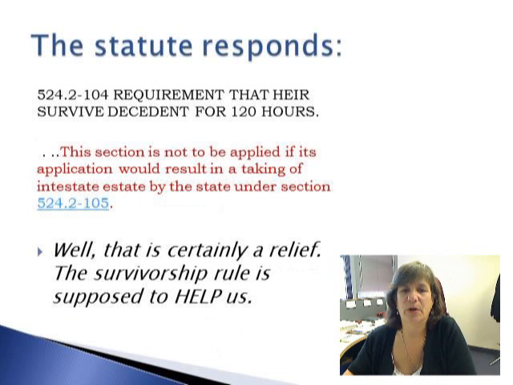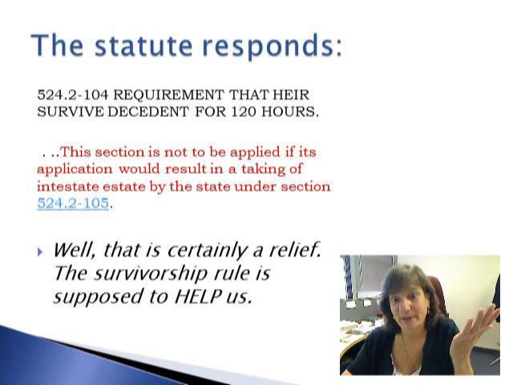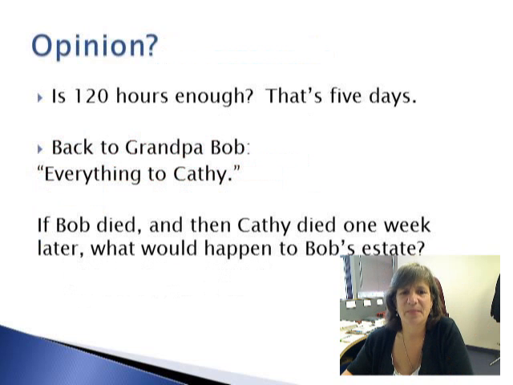So here's the third part of that statute. The section's not to be applied if its application would result in the taking of an intestate estate by the state under section 2-105. Okay, so that's a relief. This rule won't kick in if it means that the state gets it instead of the non-survivor's estate instead. Does that make sense? Okay.